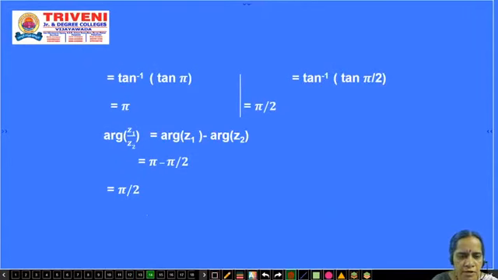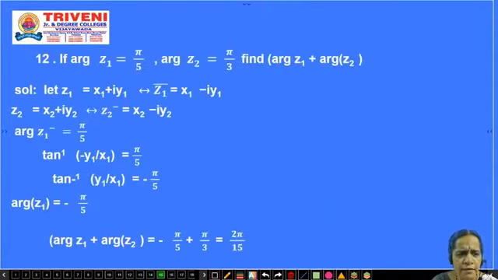Okay, and then we are going to the next one. Here also the problem is on arguments. Arg of z1 bar is equal to pi by 5. Arg of z2 is equal to pi by 3. Then find the value of arg of z1 plus arg of z2. We have to take z1 as x1 plus i y1 and z1 bar is equal to x1 minus i y1. Similarly z2 can be written as x2 plus i y2, and z2 bar as x2 minus i y2.